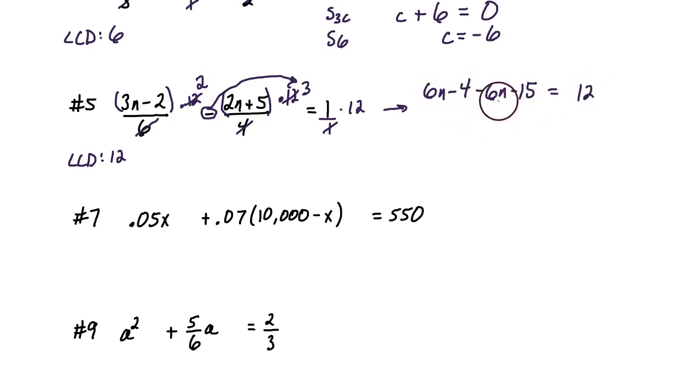6n minus 6n is nothing. There are no n's left over. Negative 4 and negative 15 makes negative 19. And on this side we have 12. Okay, this is a special case.